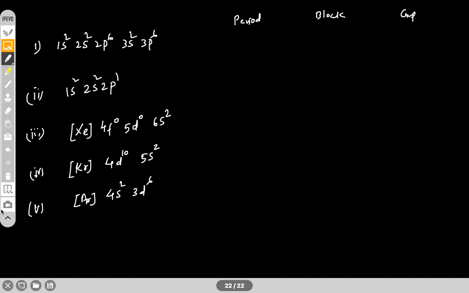See, in the first one, the period is the maximum value of N, that is 3. You won't have any confusion in this period, right? 3. The last electron goes into the P subshell, so the block is P. And for P block, we know the formula. It is 12 plus the number of electrons in P. The group is the 18th group here. Any doubt in this? Tell me. Yes, guys, please respond.